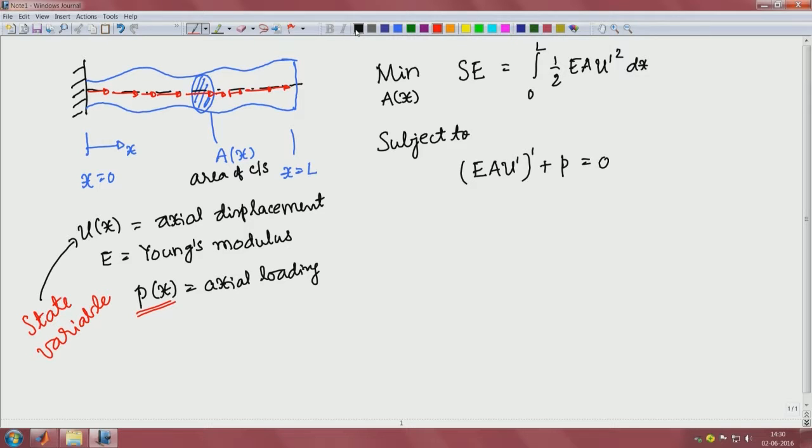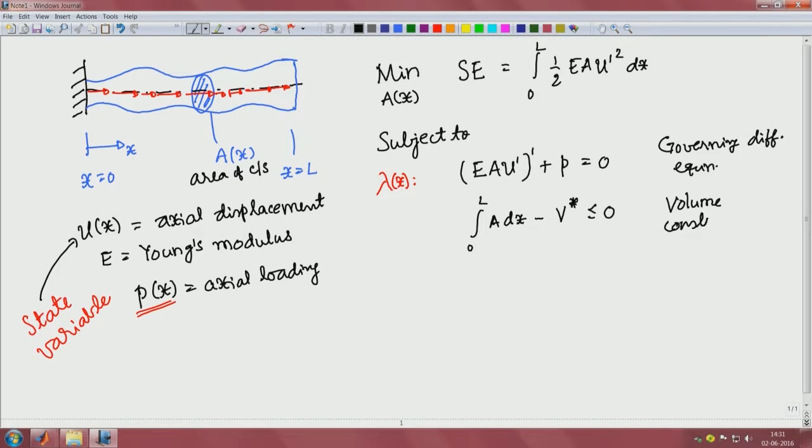And the moment we have a function type equation, then we have to put a corresponding lambda of x, which is the Lagrange multiplier. This is the governing differential equation, which is the function type constraint. So, the corresponding multiplier is also a function. And then we have the volume constraint. We have been writing this problem in the last 3 lectures. This is the resource constraint or volume constraint, which is a functional type constraint. Hence, the corresponding multiplier is just an unknown constant which we denote as uppercase lambda. Okay. So, this is our problem.